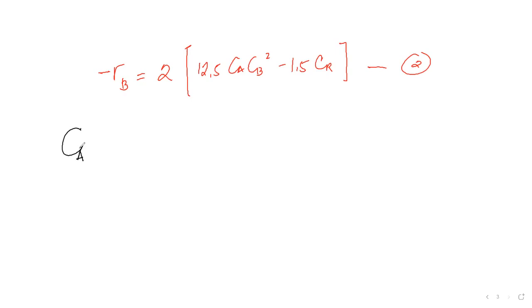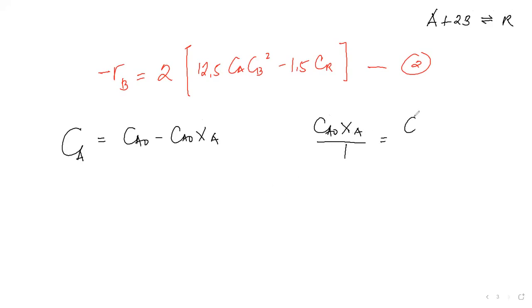C sub A is CAO minus CAOXA. This CAO was already solved, so we will determine CAOXA. Your CAOXA, I'll place here, in terms of the stoichiometric relationship in the provided chemical reaction. So this is our chemical reaction.